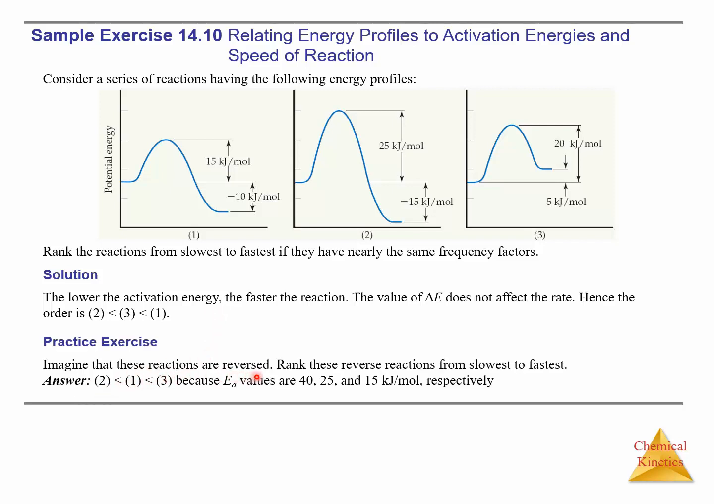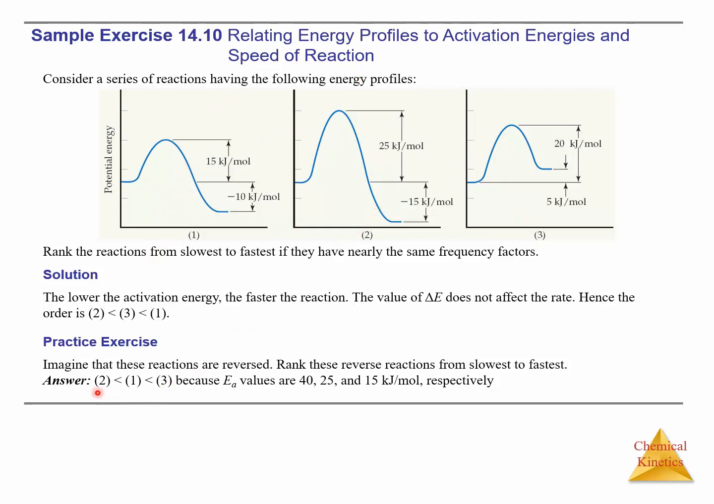Imagine that these reactions are reversed. Rank these reverse reactions from slowest to fastest. Here, first we rank them from slowest to fastest. So fastest is number 1 because it has the lowest activation energy. Then we have 3 with 20 kilojoule per mole. Then 1. So 2 is less than 3 and 3 is less than 1. So the fastest is 1 and the slowest is 2.